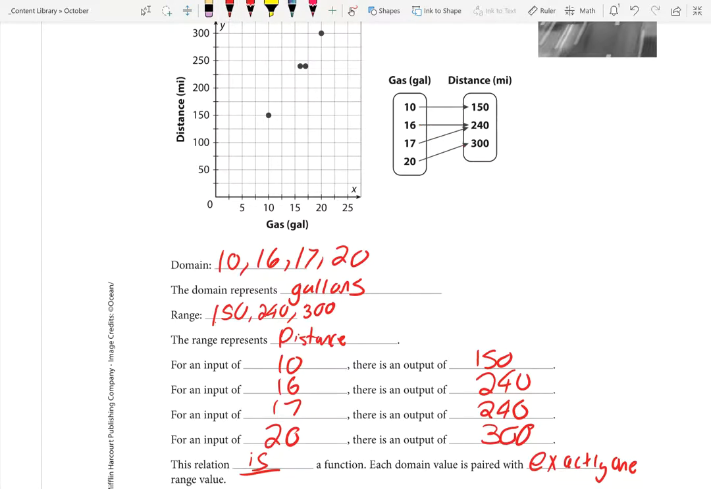Think of it like this. I've always explained it this way. Think of x as in people and y as in places. Now, for people, we can't have the same person in two different places at the same time, right?